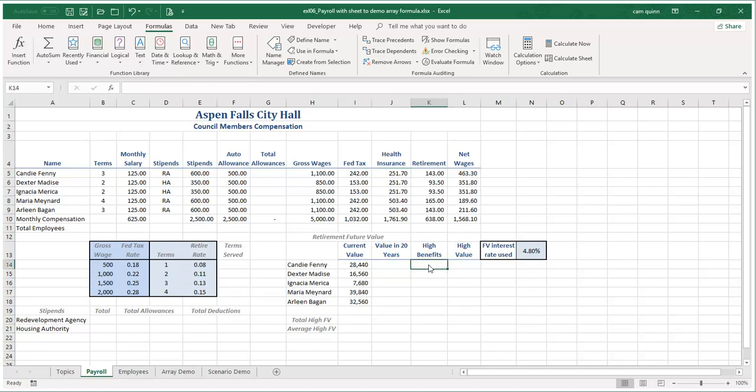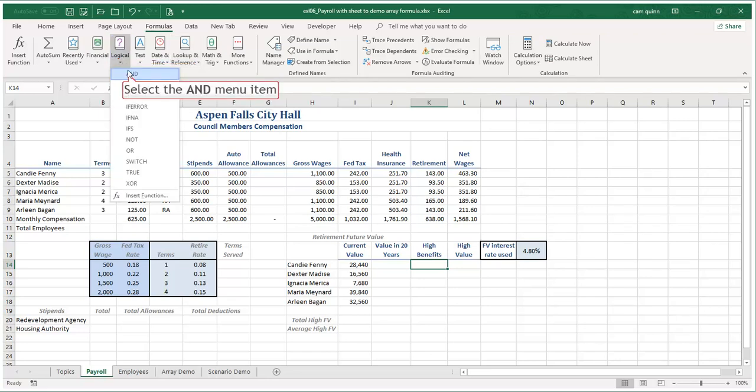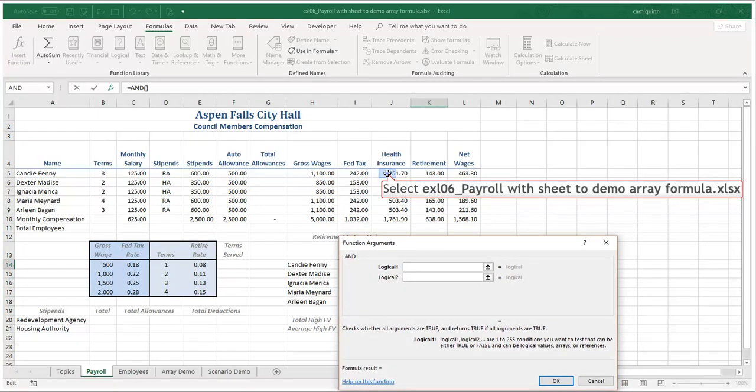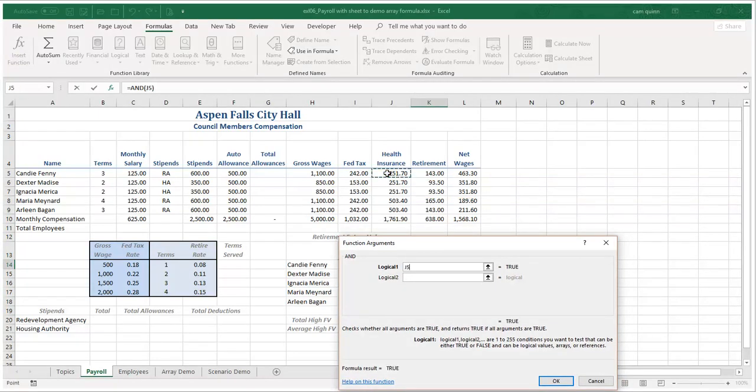The AND function is in logical. So here it is. You can see it checks whether all arguments are true and returns true if all arguments are true, and you can have up to 255 of them. So what we are testing for here is that health cost is greater than or equal to 255. And you can see that that's false for this first column.